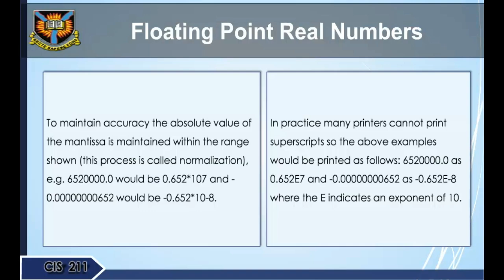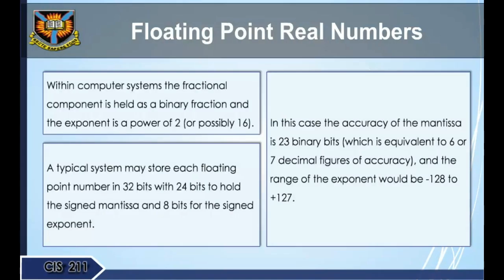In practice, many printers cannot print superscripts, so the above examples would be printed as follows: 6520000.0 as 0.652E7 and minus 0.00000000652 as minus 0.652E-8, where the E indicates an exponent of 10.